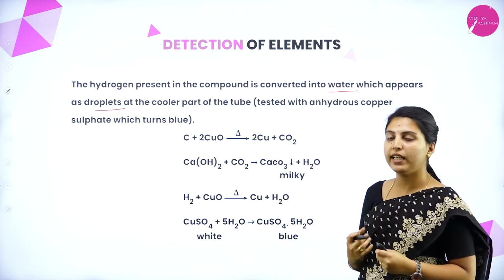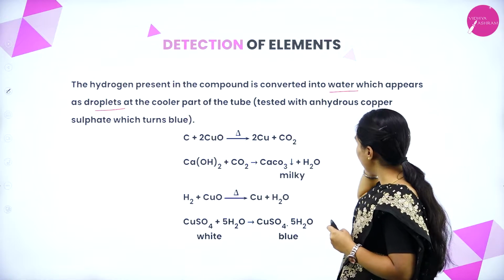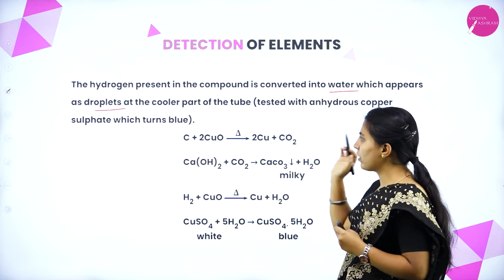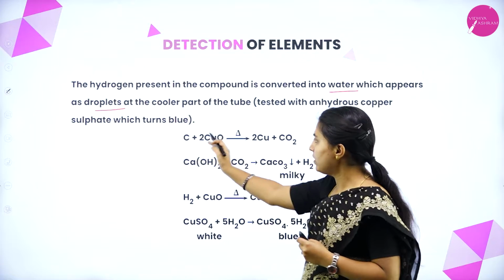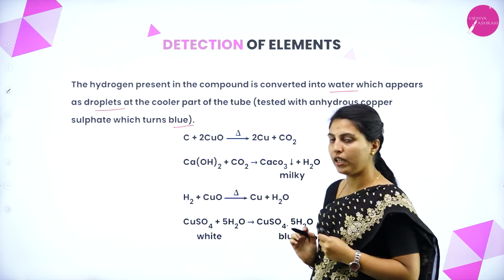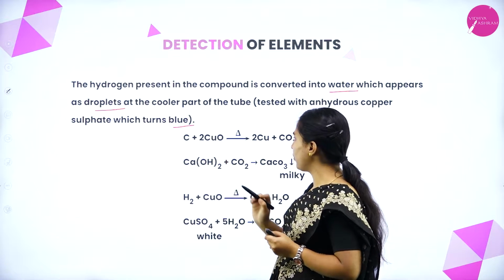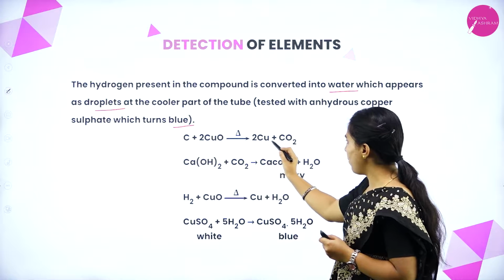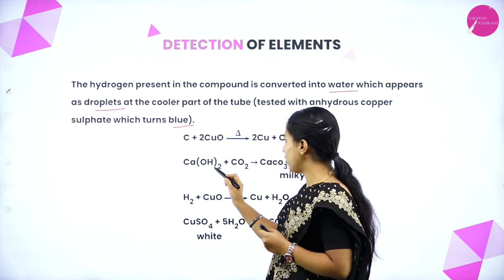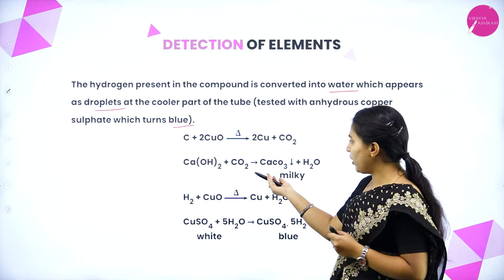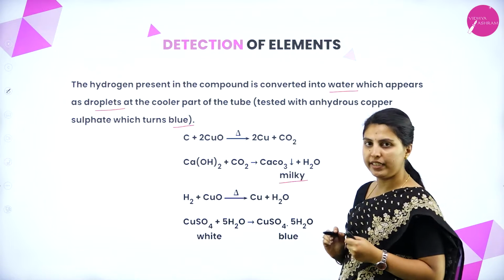If you want to see the confirmatory test, take another test tube with anhydrous copper sulfate. If you put the droplets into that test tube, it turns blue. See here, carbon in the organic compound, treated with cupric oxide, gives copper and carbon dioxide, getting oxidized. And calcium hydroxide with that carbon dioxide forms calcium carbonate, which is milky in nature.